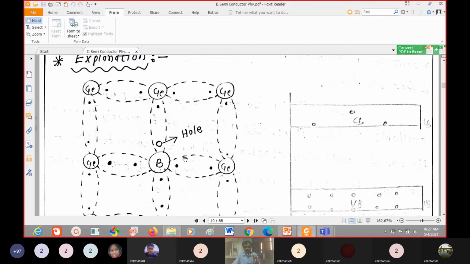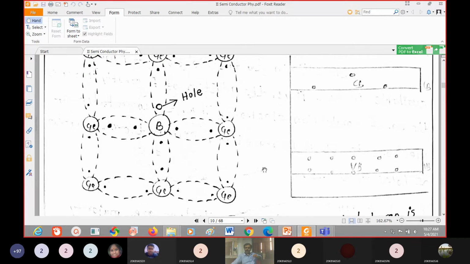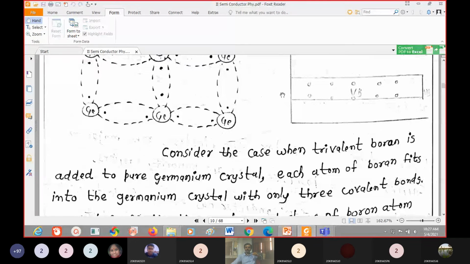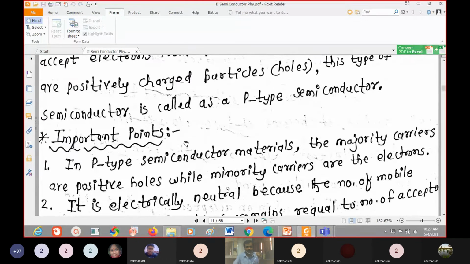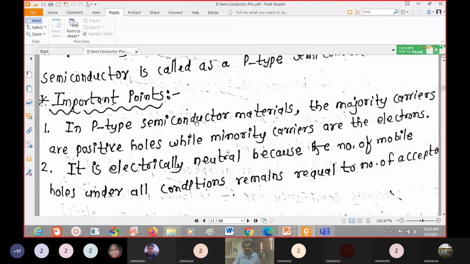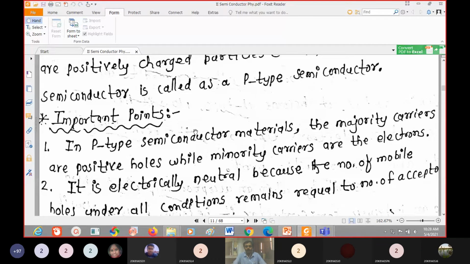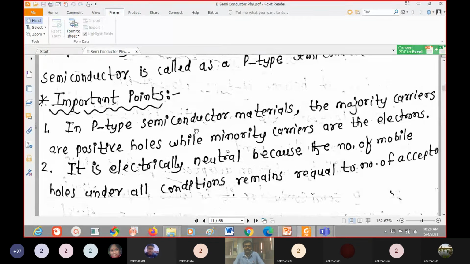In P-type semiconductors, holes are the majority charge carriers. In the case of a P-type semiconductor, current passes due to holes only, and the electrons are a very small amount. So current is passing due to holes inside the P-type extrinsic semiconductor. What are the majority charge carriers in a P-type semiconductor? Holes are the majority charge carriers, and electrons are the minority charge carriers.